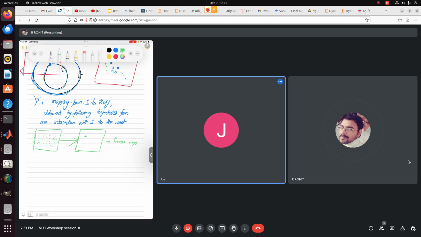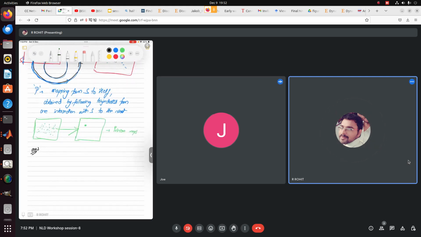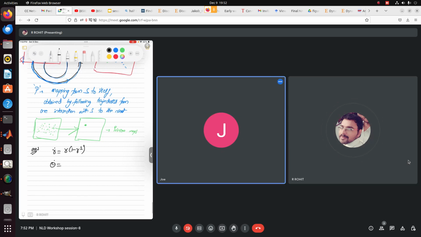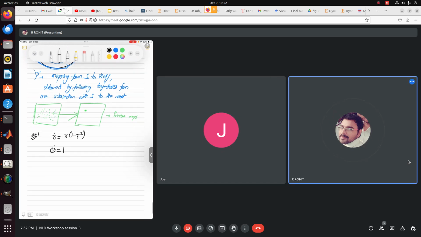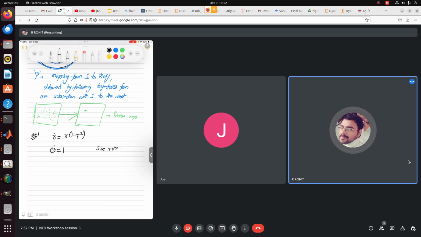Now, I will just finish it with a small example, and we will stop the discussion on Poincare map there. So say we have a polar coordinate equation r dot is equal to r into 1 minus r square and theta dot equal to 1. So it's a simple equation we have. Now the surface S we consider is the positive x-axis, as we have already said.